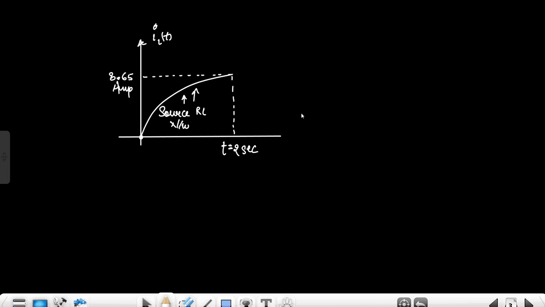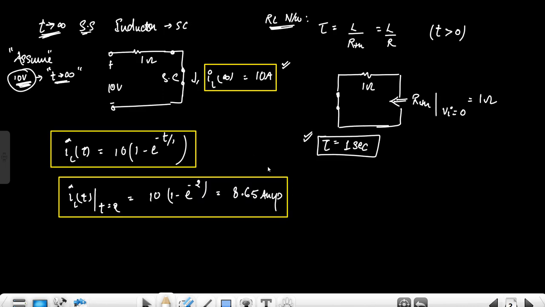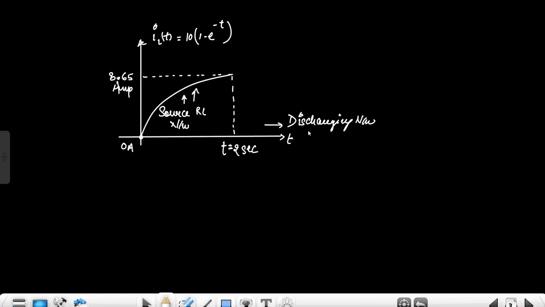Now after this, because here we have removed the supply, after this the circuit becomes a discharging circuit, right? So here this circuit will simply become a discharging network. Okay. Now after 2 seconds, what is the circuit for t greater than 2 seconds?